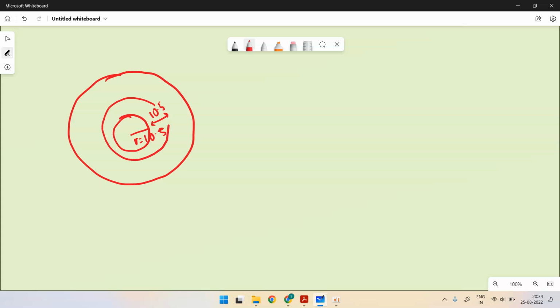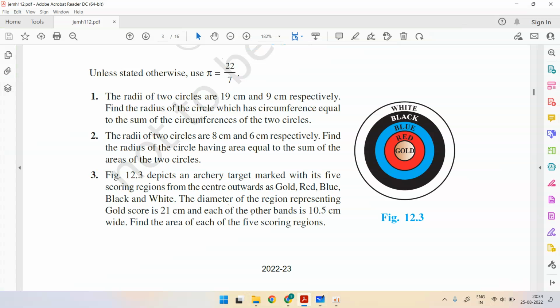See, this is gold. It has a diameter of 21, which means the radius is 21/2, that is 10.5. Now each band is also 10.5 centimeter, then another is also 10.5, and another 10.5. So here you need to find the area of the 5 scoring regions: 1, 2, 3, 4, 5.